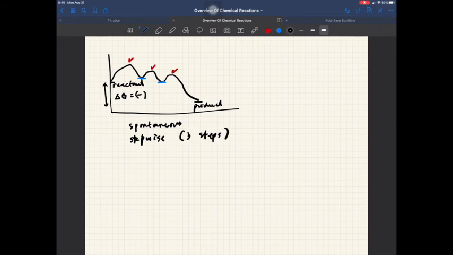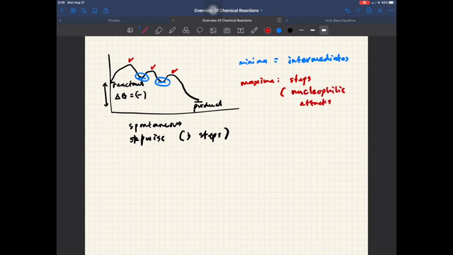When looking at the Gibbs free energy diagram, the minima, or these blue regions, represent your intermediates, and the lowest minimum state is your product anyway. The maxima, or your maximum points in the chemical reaction, represent the steps in your chemical reaction. So these steps could either be nucleophilic or electrophilic attack, and basically they are just acid-base interactions.